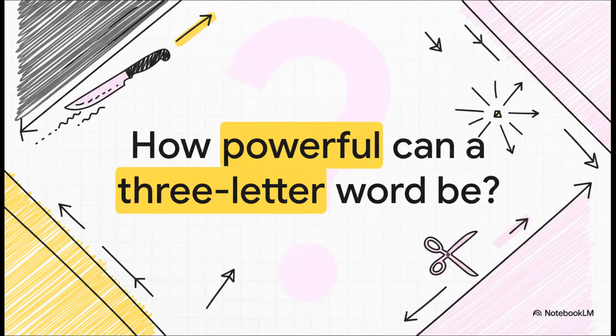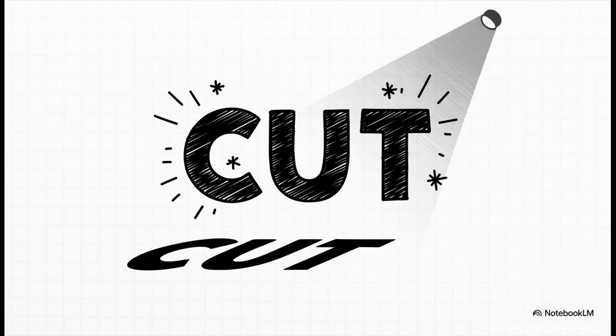It seems like a pretty simple question, right? But the answer? Well, it reveals a fundamental secret about how our language really works. We're about to see how this one little word can mean everything from making dinner to editing a blockbuster movie, all with the exact same 3 letters. And there it is. Cut.